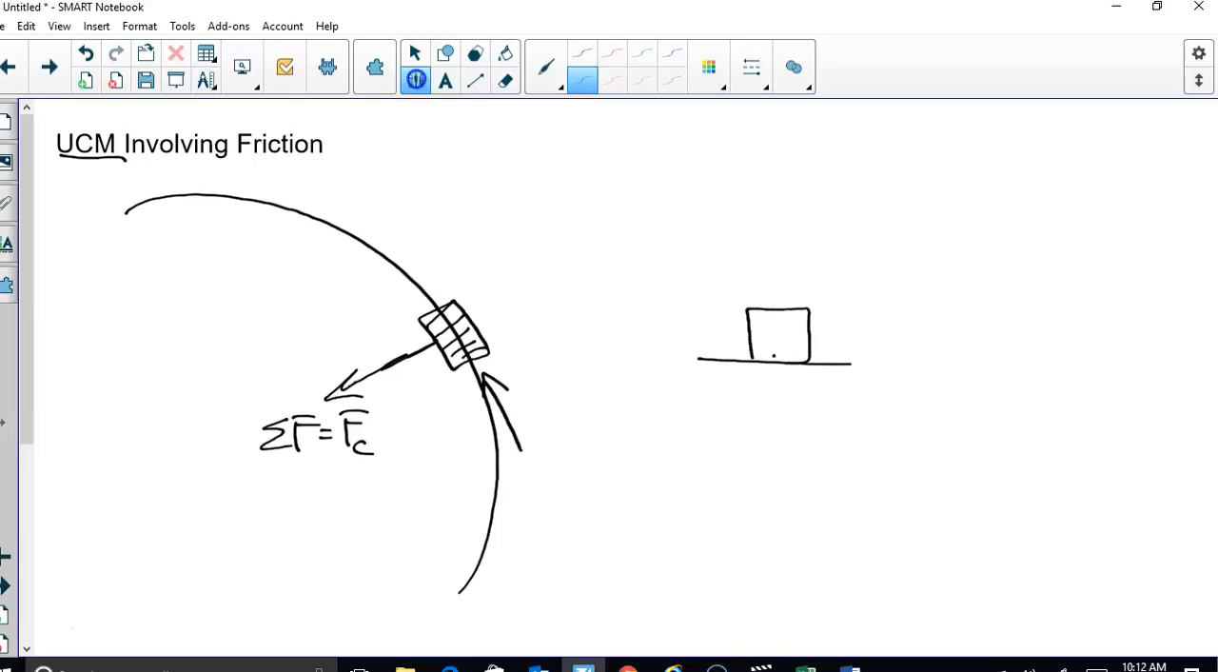that'll be our car. It has its weight, obviously. It's got normal force. Those two are going to be equal because this is a non-banked curve. This is a level curve. We'll get to banked ones later.